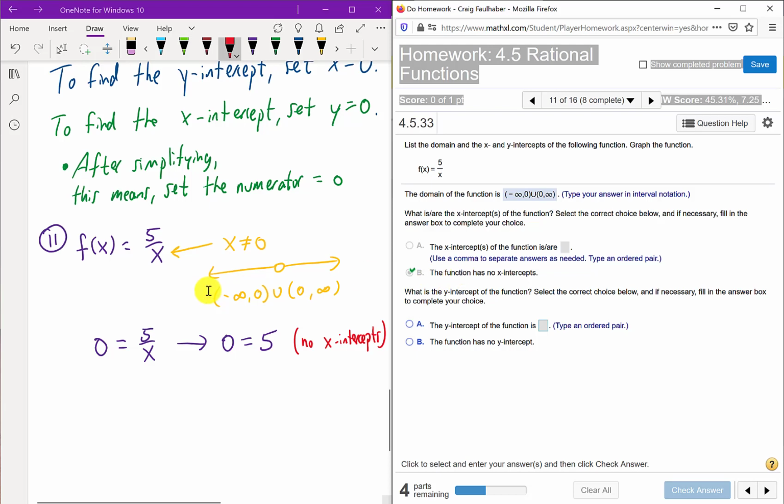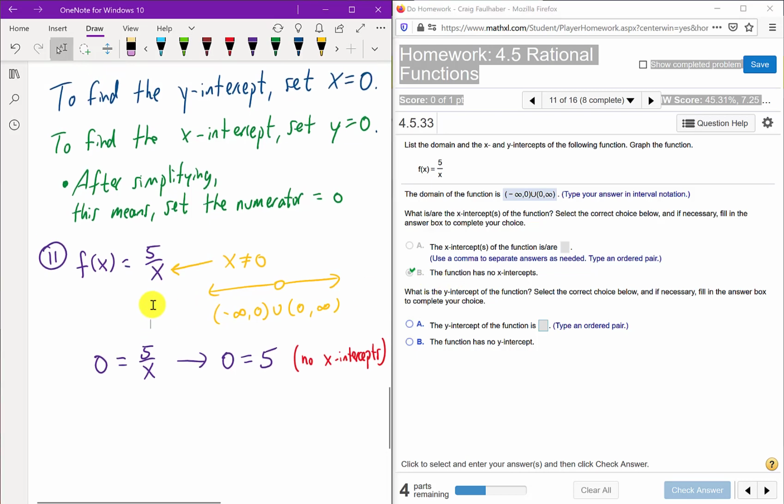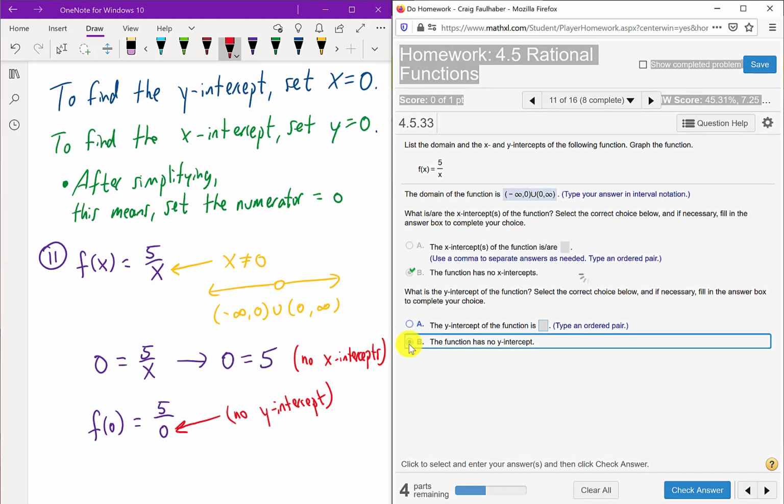Okay, now we want to find the y-intercepts of this function, and I have a note up here that says to find the y-intercepts of any function, we just set x equal to 0. Well, what's going to happen if we set x equal to 0 in this function? The appropriate notation would be f of 0, and then we have a 0 in the denominator. That is undefined. That tells us that we have no y-intercepts.